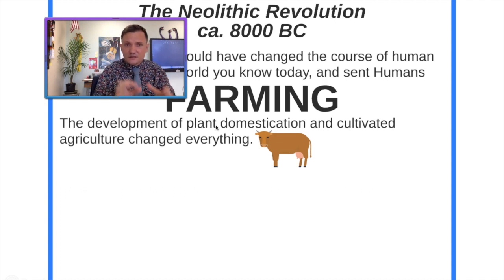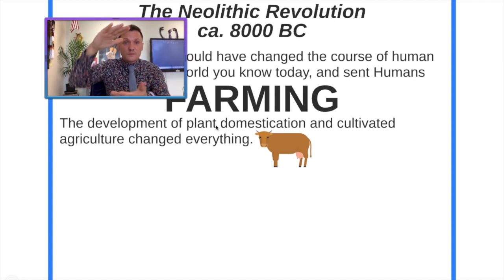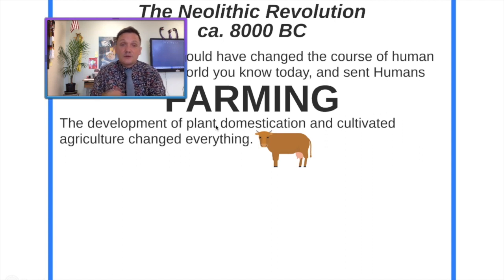Maybe the kernels are a little bit softer. That mutant crop would then be replanted, and then that would mutate and would be replanted, and it would be replanted, and now we have ears of corn that are this big, soft, and easy for human beings to eat because we selectively bred it over time, right? So cultivating agriculture is a massive thing, okay?